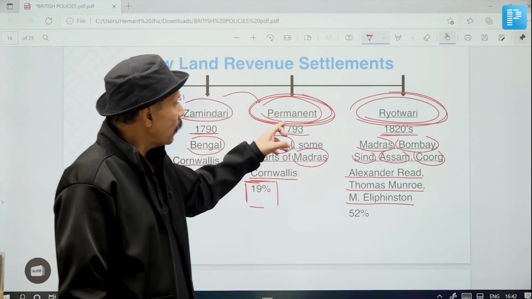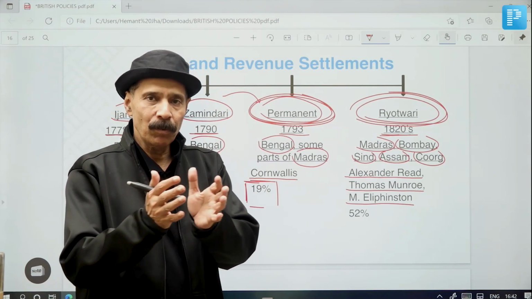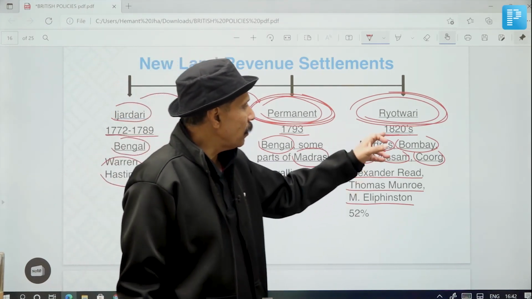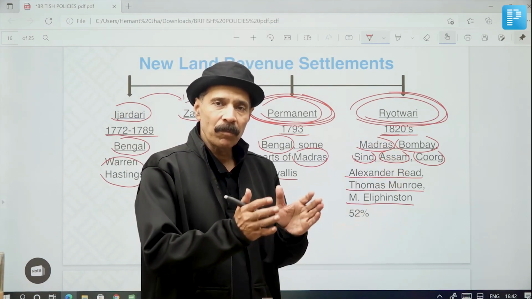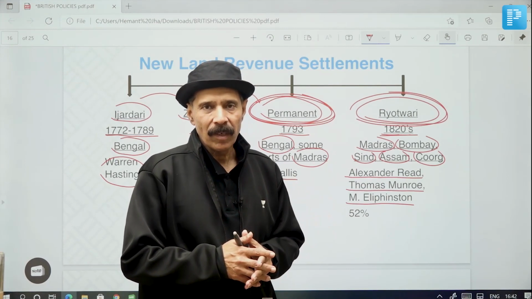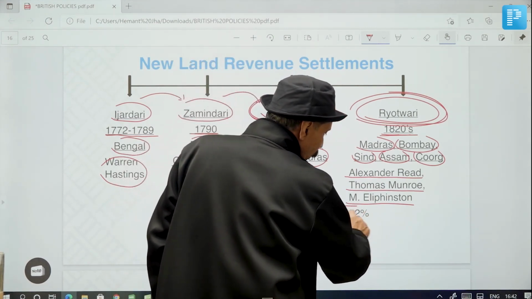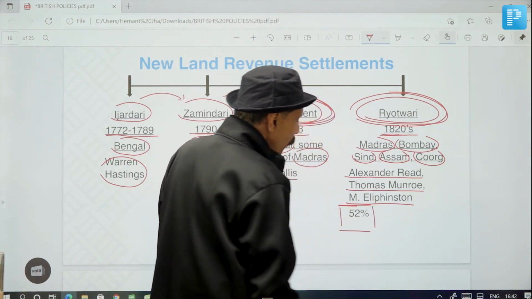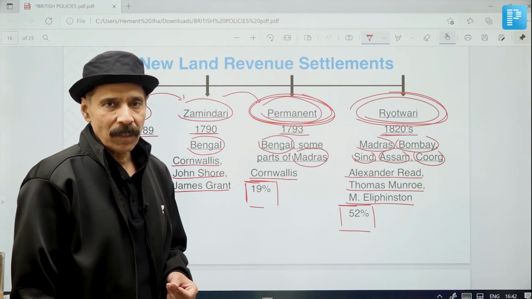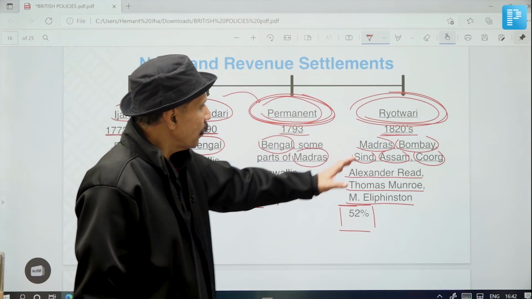So under permanent settlement, land revenue passed from peasant to Jamindar and Jamindar to company. But here, land revenue passed from peasant to company directly. And this constituted 52% of the total cultivable land according to the same rough estimate what I have discussed. So maximum land came under Raiyatwari.